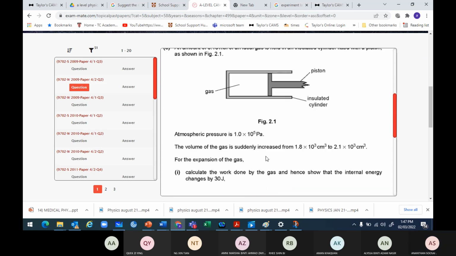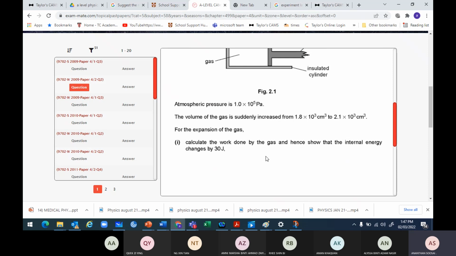Okay. So we assume no heat supply, like just free expansion. We expand it freely. No heat has been supplied, so we take Q as 0. So the change in U is actually the work done on the gas. Okay. So what is the work done on the gas?